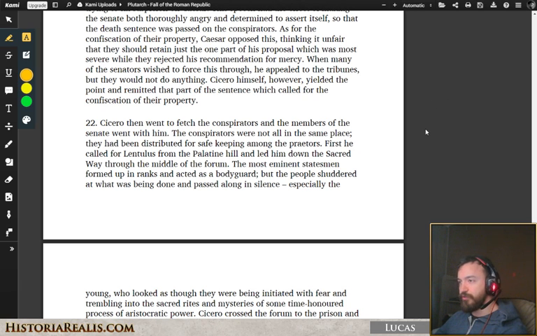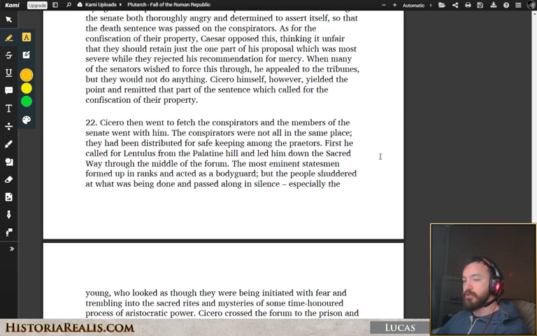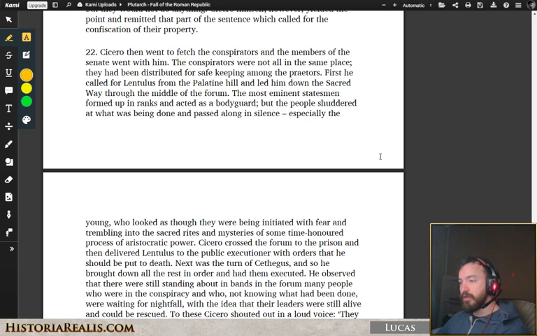The conspirators were not all in the same place. They had been distributed for safekeeping among the praetors. First he called for Lentulus from the Palatine Hill and led him down the Sacred Way through the middle of the forum. The most eminent statesmen formed up in ranks and acted as a bodyguard, but the people shuddered at what was being done and passed along in silence, especially the young, who looked as though they were being initiated with fear and trembling into the sacred rites and mysteries of some time-honored process of aristocratic power.